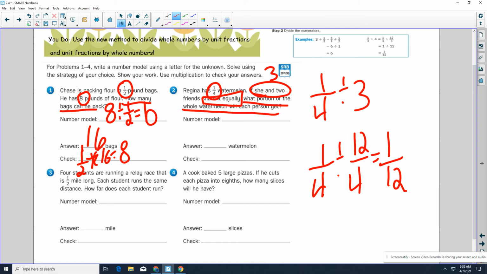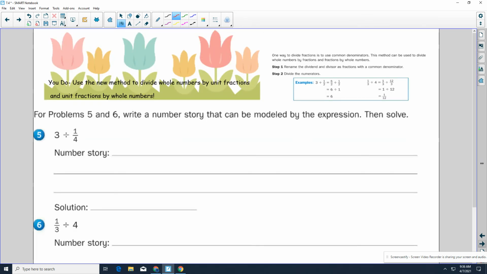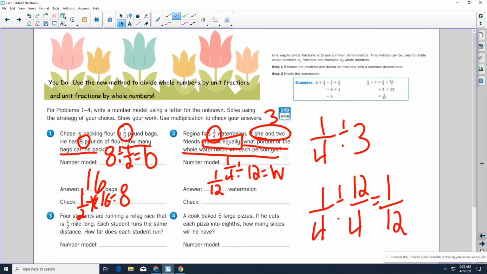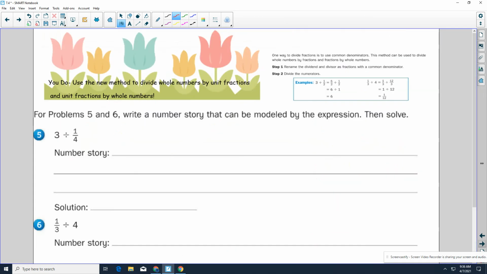Okay. So they would each get 1/12 of a piece of watermelon. It would make sense if we said they each got 1/12. If we reversed it and said they each got 12, that wouldn't make sense because you only have 1/4 of a watermelon. So 1/4 divided by 3 we could say equals W for watermelon. So you're going to do the last 2 there on your own. Make sure you use cubes and mark it up to see what you need to do there. So go ahead and pause the video at this point, finish those, and then come back.